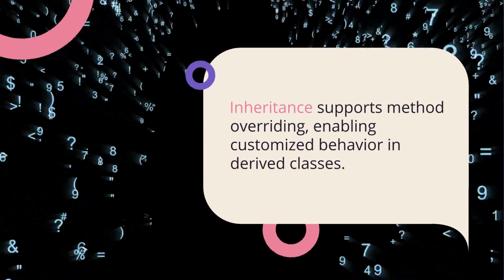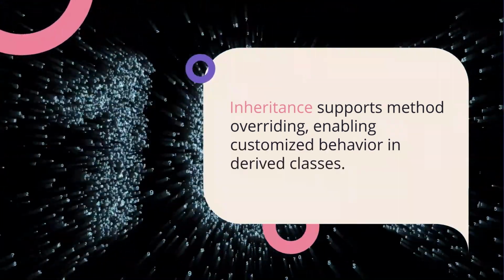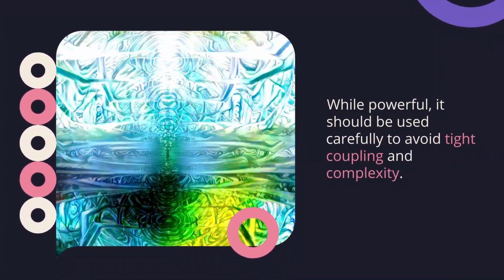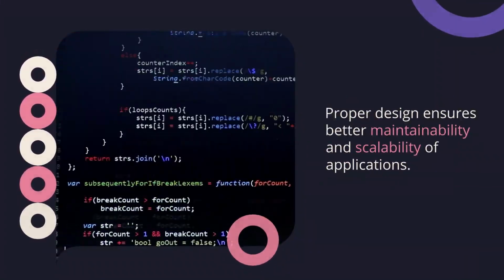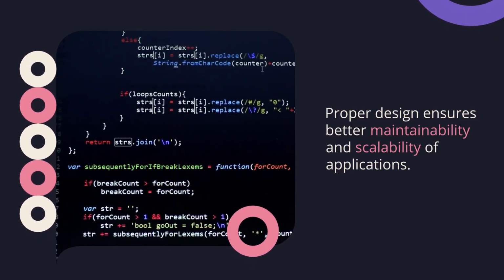Inheritance supports method overriding, enabling customized behavior in derived classes. While powerful, it should be used carefully to avoid tight coupling and complexity. Proper design ensures better maintainability and scalability of applications.